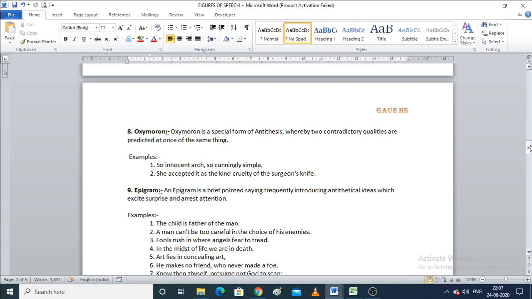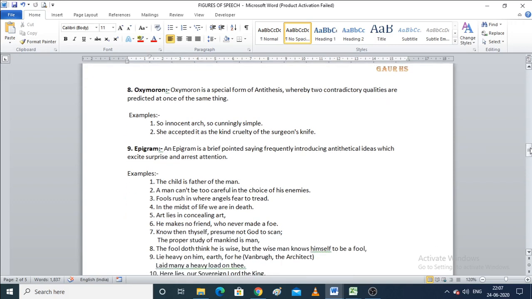Now, epigram. An epigram is a brief pointed saying frequently introducing antithetical ideas which excite surprise and arrest attention. Now, the epigram is similar to overstatements when we want to arrest the attention of the reader, when we want to show some over excitement, over surprise, over astonishment with something. At that moment, we will use the literary device epigram.